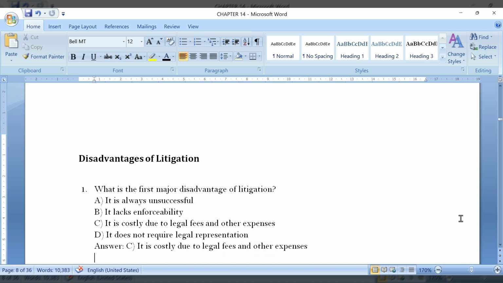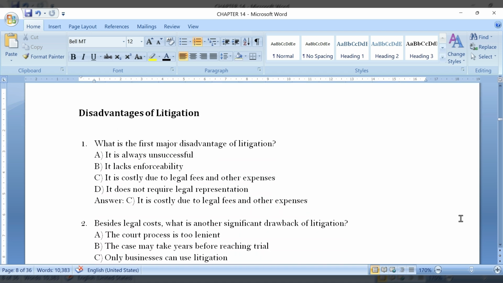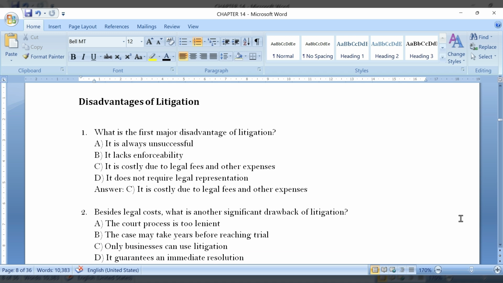1. What is the first major disadvantage of litigation? A. It is always unsuccessful. B. It lacks enforceability. C. It is costly due to legal fees and other expenses. D. It does not require legal representation. Answer: C. It is costly due to legal fees and other expenses.